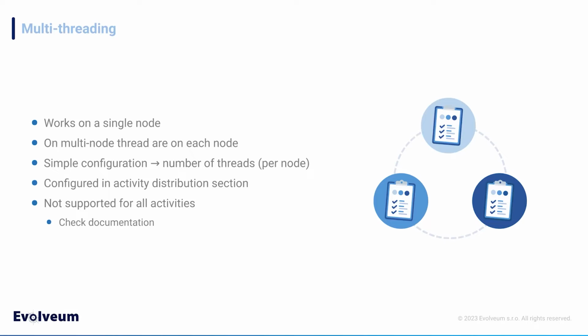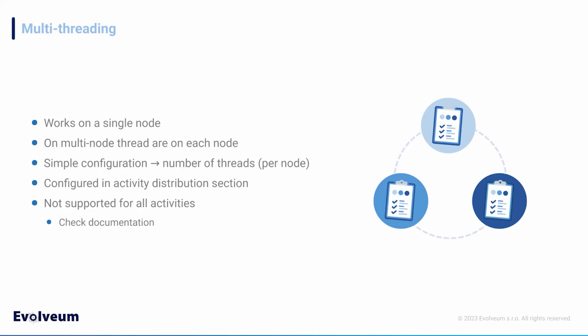So how does multi-threading work? That means that you have a single node, but you have multiple CPUs, or you don't even have to have multiple CPUs, but you can run multiple threads. And if you are on a multi-node setup and you want to have multi-threading as well, then you're just defining how many threads will run on each node.